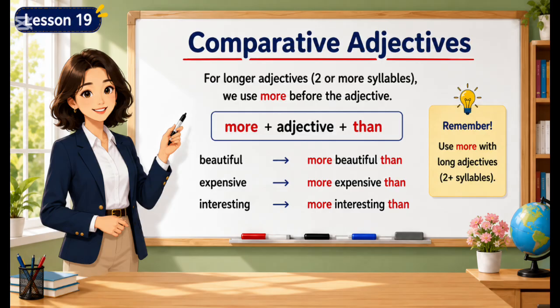Remember once more, for long adjectives, two or more syllables, we use more before the adjective. For example, beautiful, more beautiful, expensive, more expensive, interesting, more interesting.